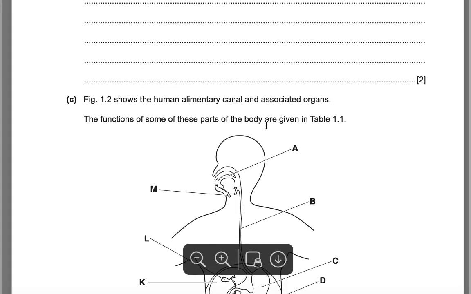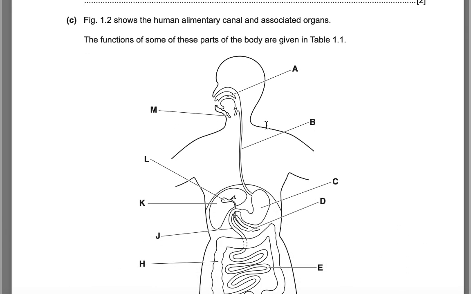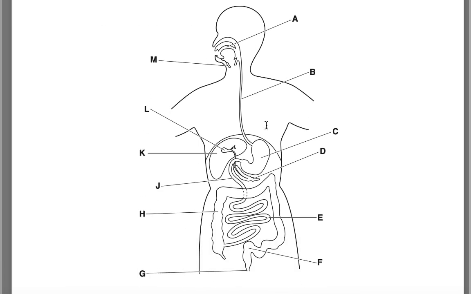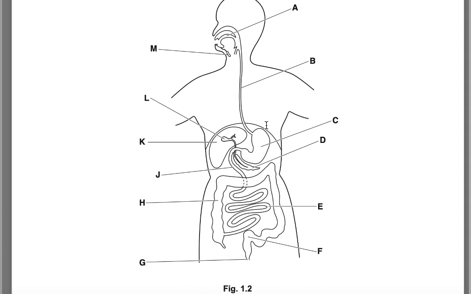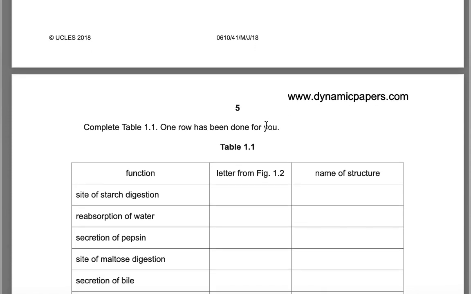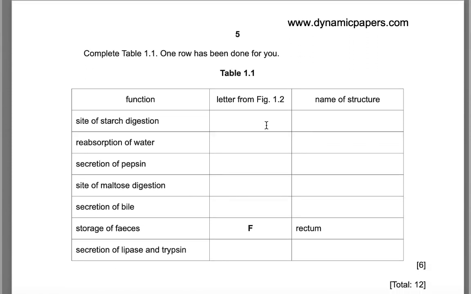Okay, the next question, question C, says figure 1.2 shows the human alimentary canal and associated organs. Now the functions of some of these parts of the body are given in table 1.1. Here is table 1.1. Complete table 1.1. One row has been done for you.